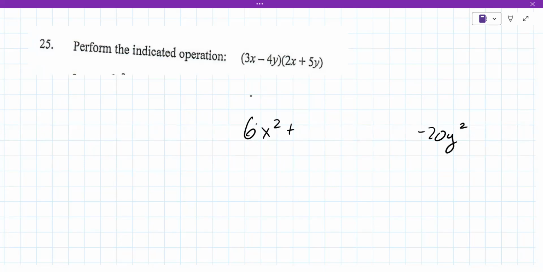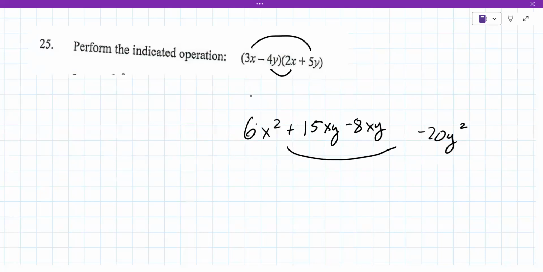20y squared on that last one. Oh, yeah. The outer, you said I think is 15xy, but what is the inner? What's minus 4y times 2x? Negative 8xy, good. And then those do combine because they're the same exponents. So what does that become? That becomes 7xy. So there's your answer: 6x squared plus 7xy minus 20y squared.